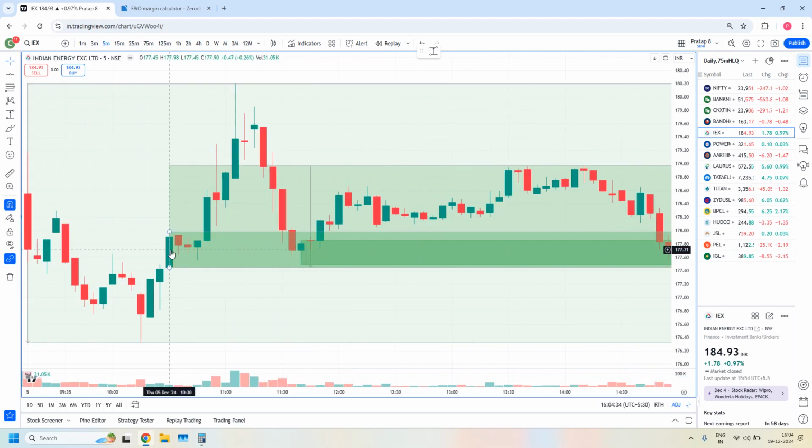Actually, you can also draw rally, base, drop, but the problem is this candle slightly pierced this candle. That's why this order flow is not valid. But this is valid: drop, 2 base candles and a rally candle.